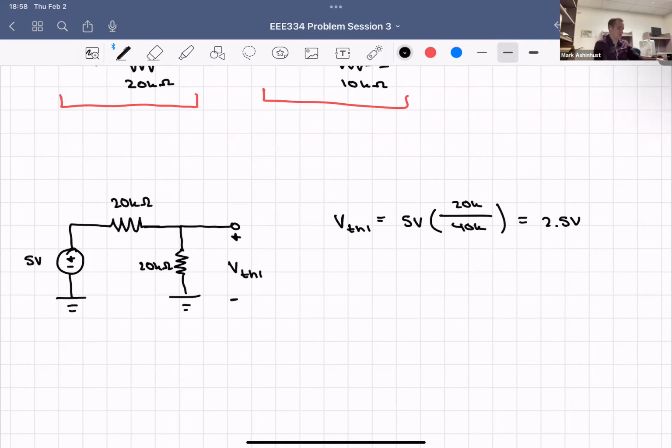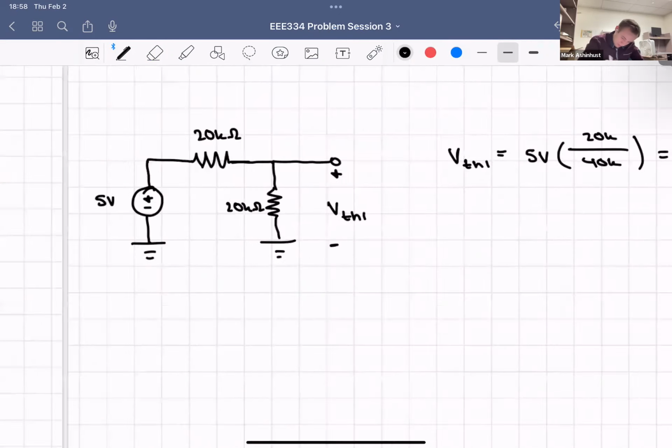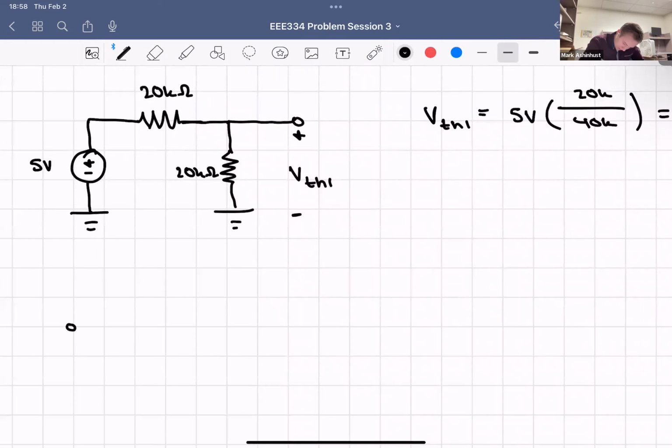And then we'll just do the same thing on the right side. We could flip it around. Now let's do VTH2. This goes out. We have 10K here, and we have 10K at the top.